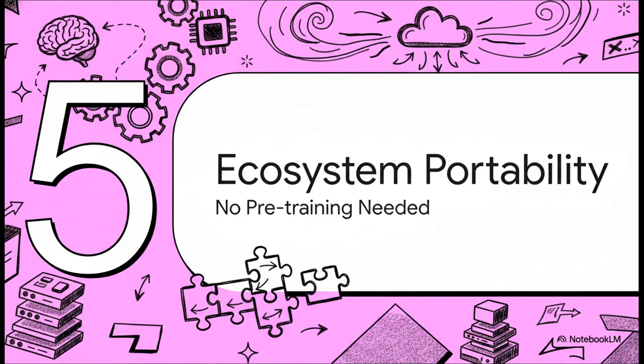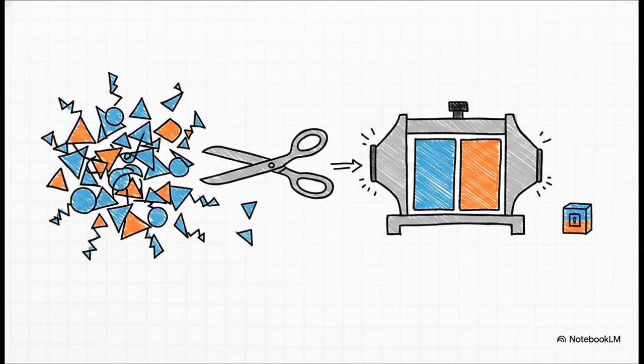Which brings us to our final topic, Section 5, ecosystem portability. If you're an ML engineer, your most pressing question right now is probably, how do I actually use these innovations without dropping millions to pre-train a model from scratch? Well, the MHA to MLA framework is the answer. It lets you transition existing pre-trained LLMs directly to MLA. You don't have to rebuild Llama or Mistral.